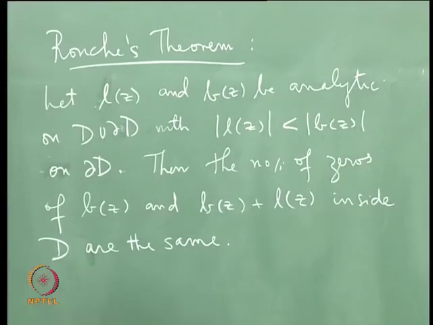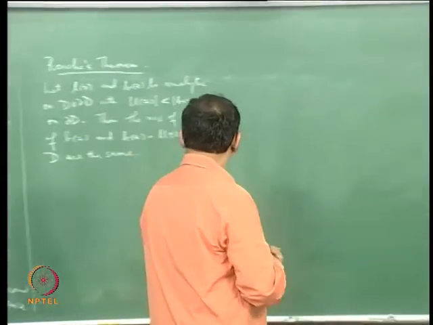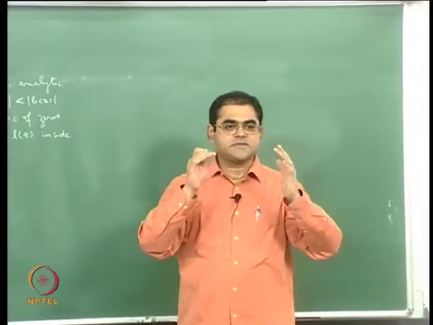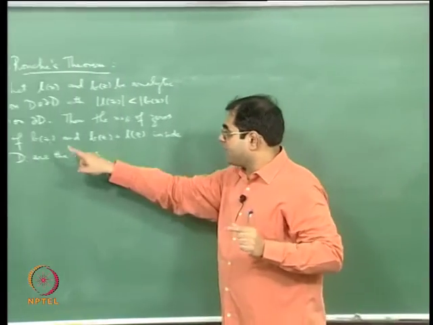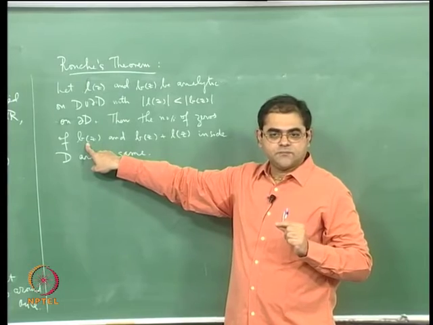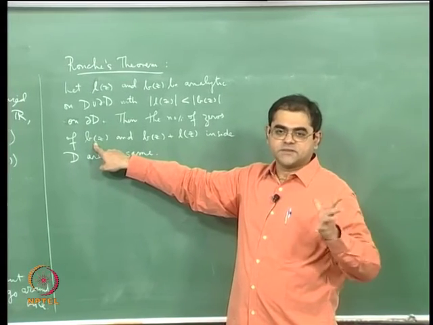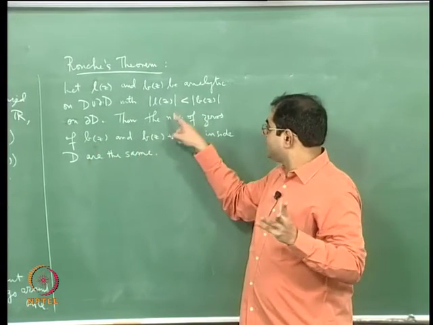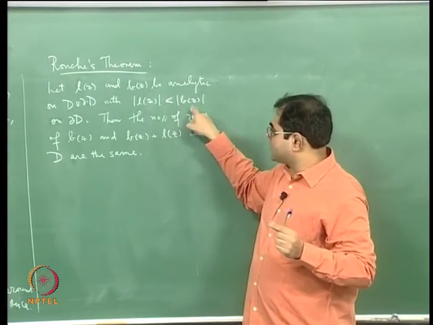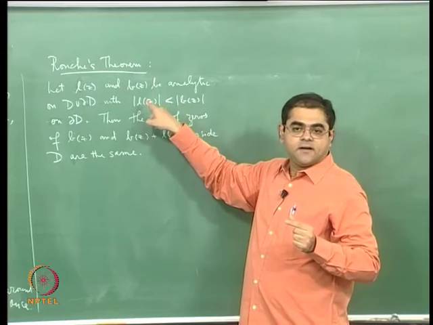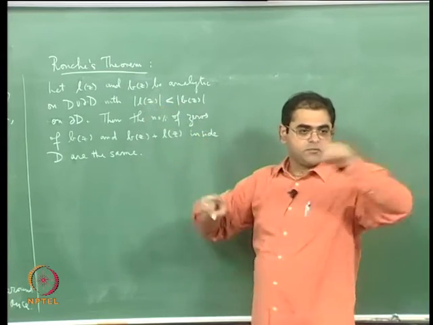Okay, this is Rouche's theorem. So you just see what it says. It says, I have a function B of z, which you think of as a bigger function. It is bigger than L of z, which is a smaller function, and what do you mean by bigger? In modulus it is strictly greater than the modulus of L of z on the boundary.